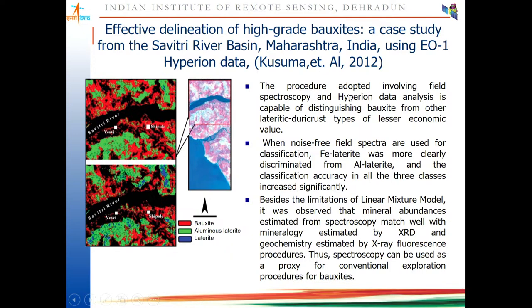Whereas with the help of Hyperion also they were able to distinguish between the laterite, duricrust types and different lesser economic value components. For this technique they tried the linear mixture model, and it was observed that the mineral abundances estimated from the spectroscopy were very well matching with the XRD or the geochemical analysis done by the people as the support of the field observation.